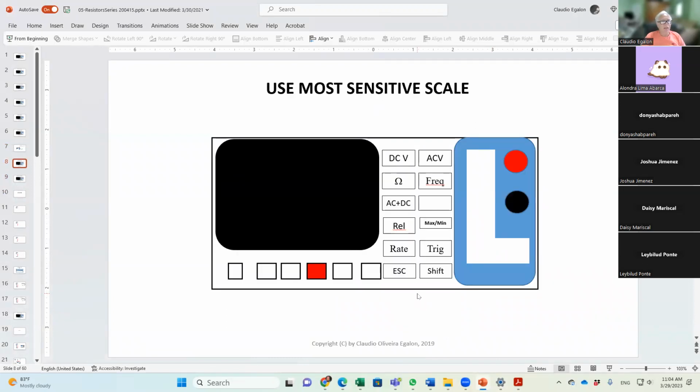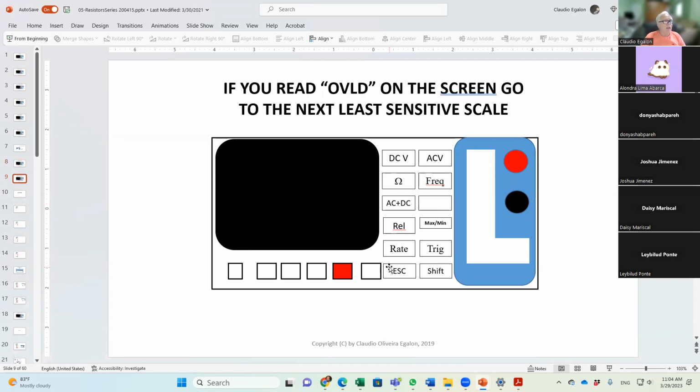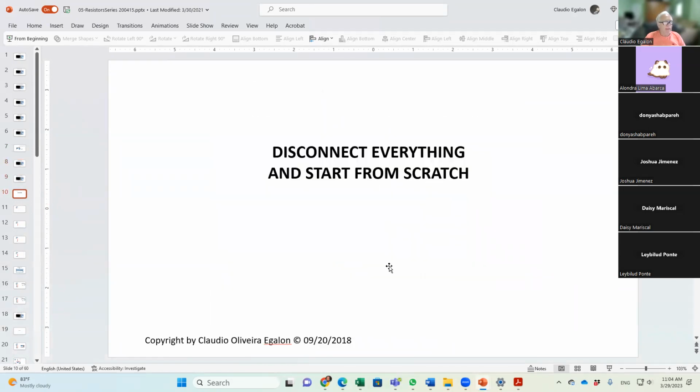Use most sensitive scale. Every time that we make a measurement, we use the most sensitive scale, right? And now disconnect everything, disconnect the multimeter from the resistors, and start from scratch.